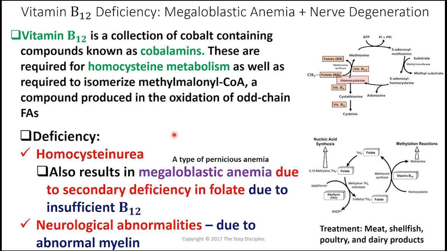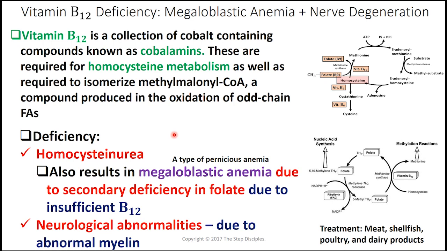Turns out that people typically who have pernicious anemia will have it not because they're not taking enough B12 in, but actually because they lack this protein called intrinsic factor that is required for the uptake of vitamin B12 from the GI tract. The other abnormality that results from vitamin B12 deficiency is going to be neurological abnormality, and that's due to the abnormal myelin sheath.